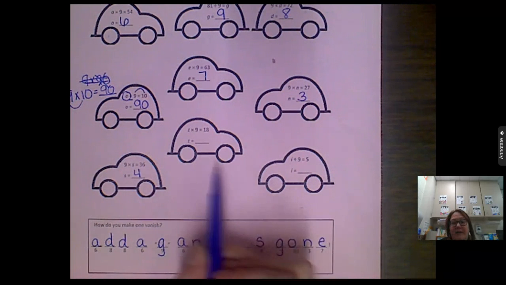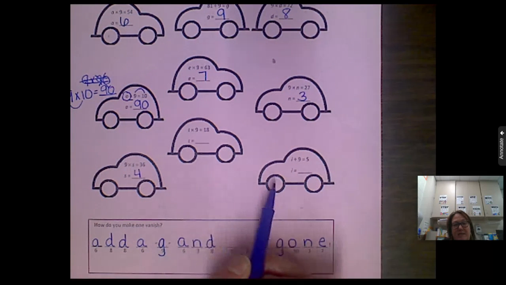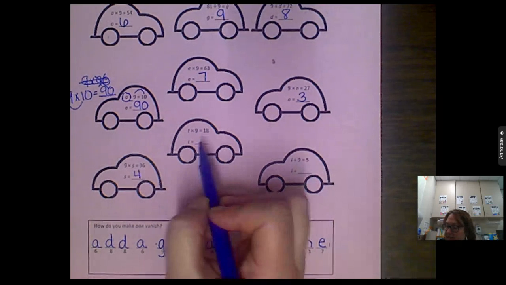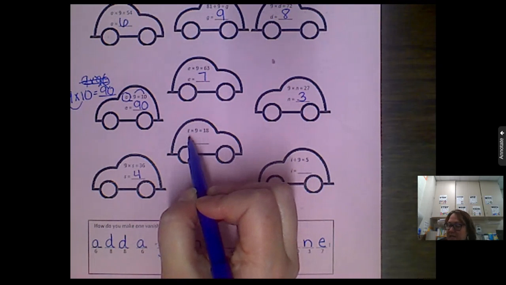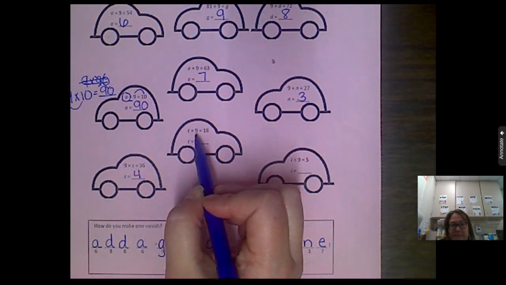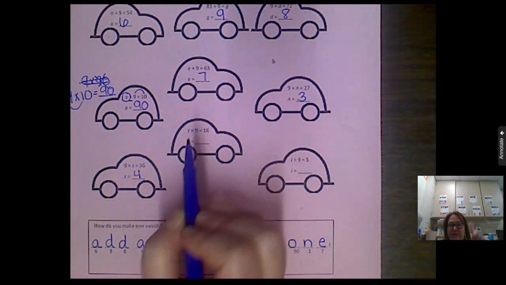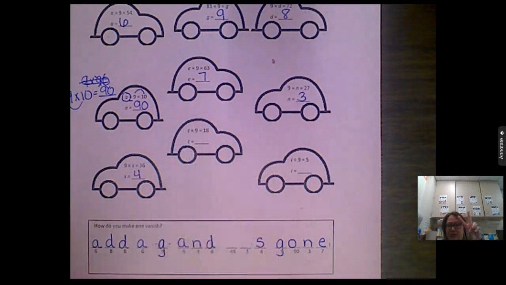If you haven't tried any independently, go ahead and pause and try those last 2 on your own, okay? Okay, so now we're solving for t. So t times 9 equals 18. I'm going to count by 9s until I get to 18. Ready? 9, 18, stop. T equals 2.